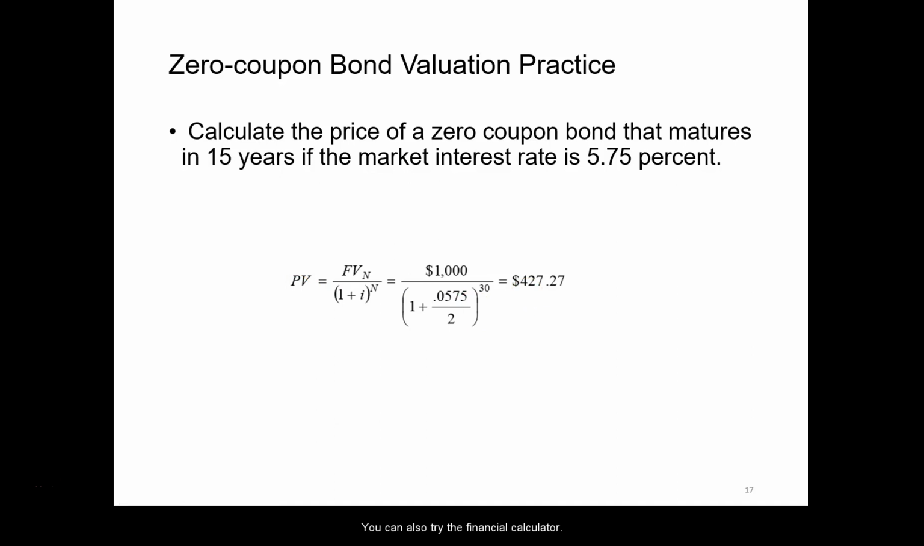So once you do the discounting process using the present value formula, you get the PV result as 427.27. You can also try the financial calculator. 1000 will be your FV. 5.75 divided by 2 will be your IY. Your N will be 30. Your PMT will be 0. And you compute PV, you will get the same results.